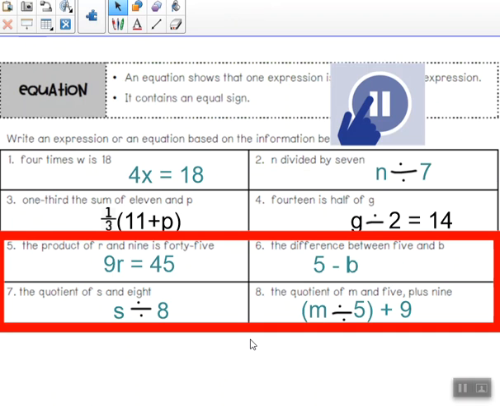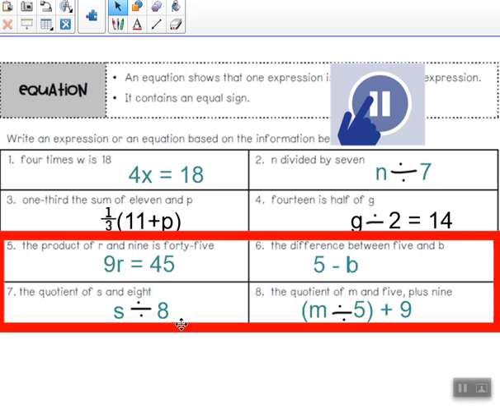All right, see how you did. This one's an equation because there's that word is. This is 45, so that's kind of your equal sign indicator. The product of R and 9. Again, coefficient needs to go out in front of the variable, so 9R equals 45. This one was just an expression, the difference between 5 and B. So 5 minus B. They didn't say the difference between 5 and B is an answer. They just said the difference of 5 and B.